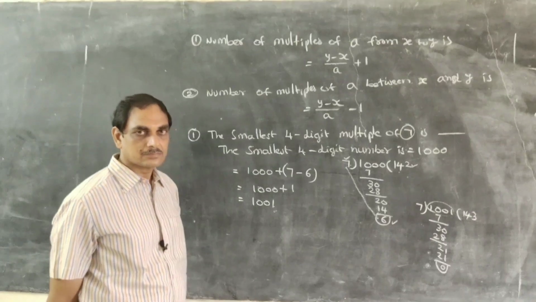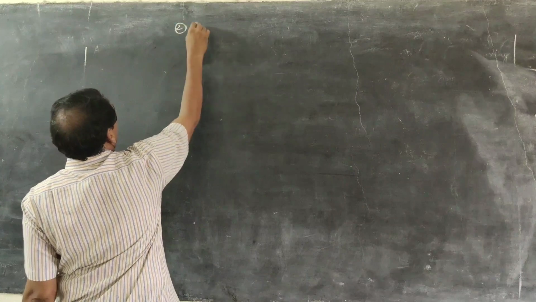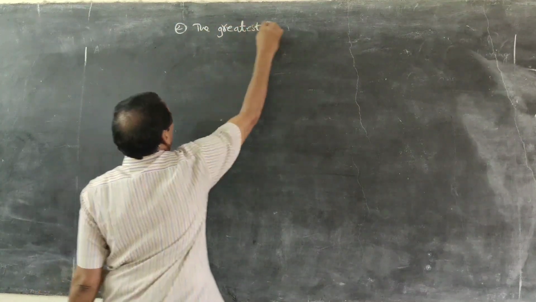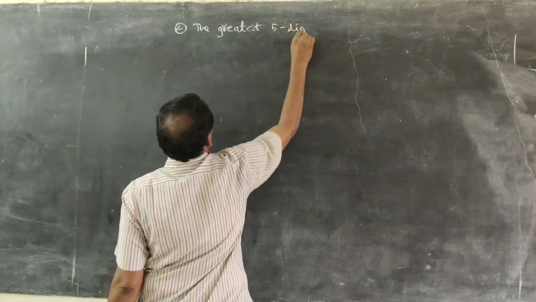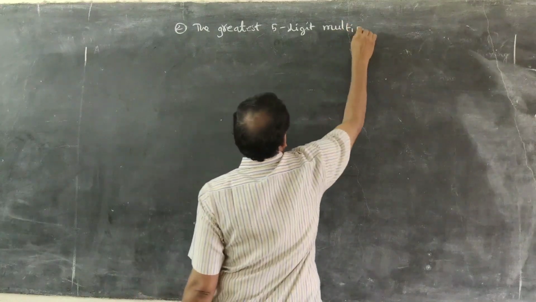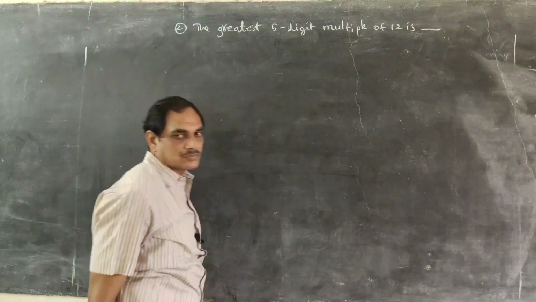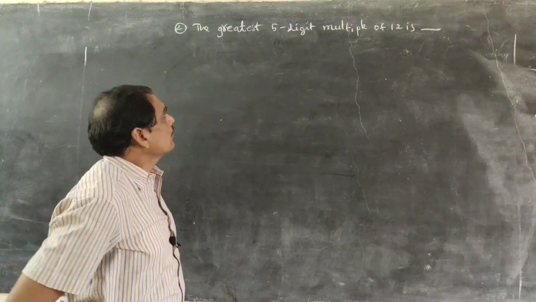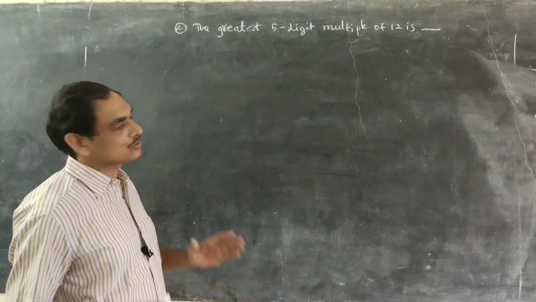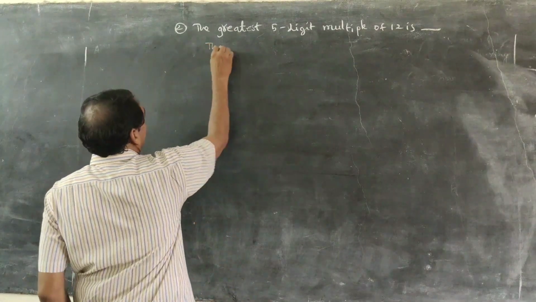Next, second: the greatest 5-digit multiple of 12 is dash. So here we have to find the greatest 5-digit multiple of 12. Before going to find this, first we write the greatest 5-digit number.